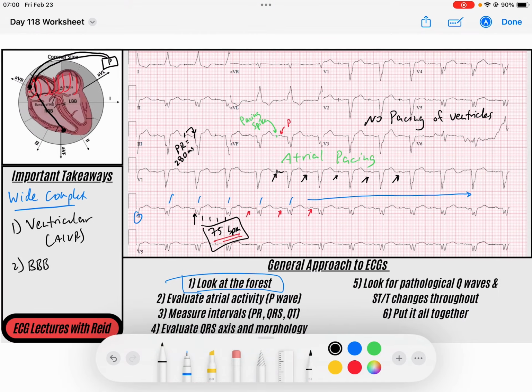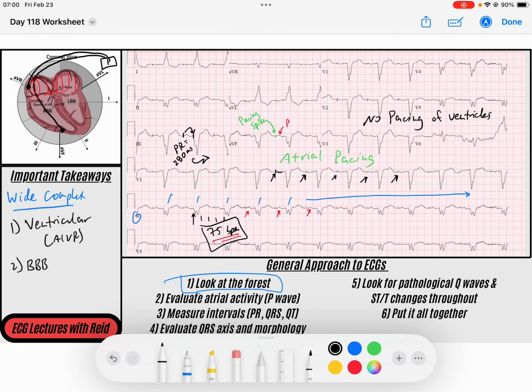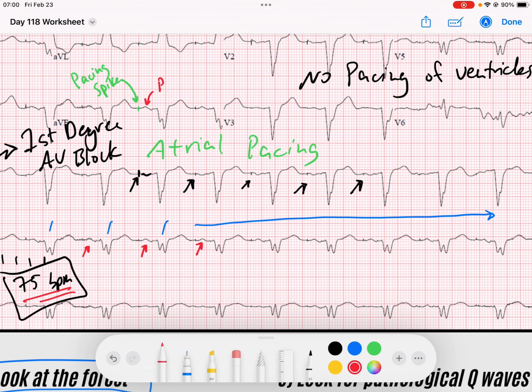And I have 1 P wave for every QRS, and so that tells me that we have a first degree AV block, or at least these P waves are being conducted with a first degree AV block to the QRS complex. And so now we need to figure out this wide complex QRS. What is the wide complex?